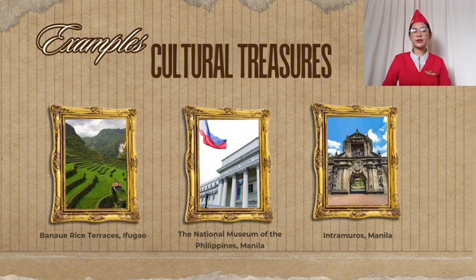Our sixth example is Intramuros, located in Manila. Its history: it was built by the Spanish in the late 16th century. Intramuros, meaning within the walls, was the heart of Spanish colonial rule in the Philippines. The walled city served as the center of government, education, and religion and was heavily fortified with walls, bastions, and gates. Many historical events took place here, including the execution of Jose Rizal.